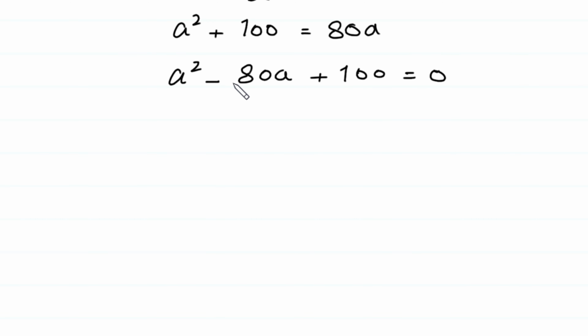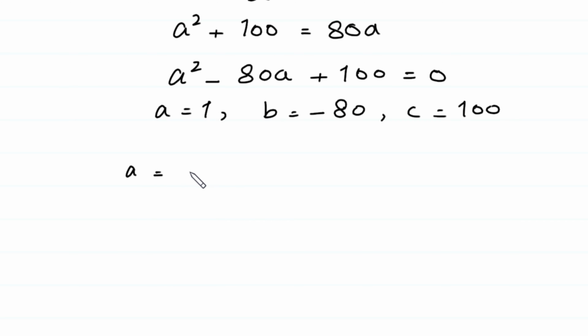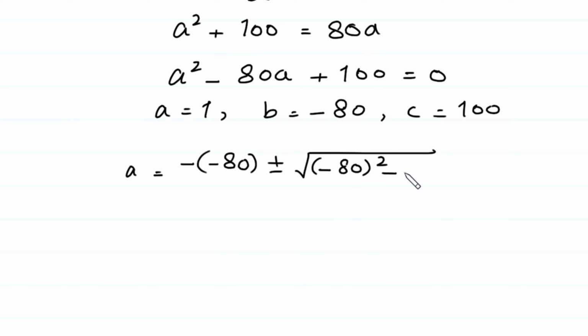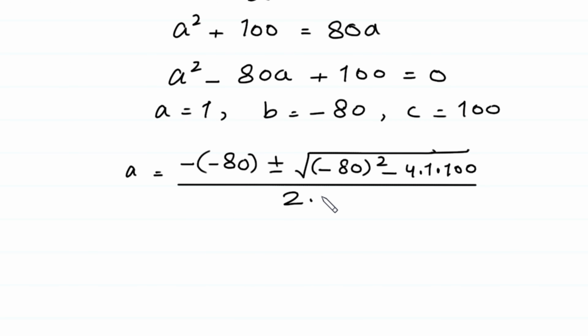Now this is a quadratic equation and we can solve it by quadratic formula. In this equation, a is equal to 1 and b is equal to negative 80 and c is equal to 100, and according to quadratic formula, a is equal to minus value of b, minus negative 80, plus minus square root of negative 80 square minus 4 times value of a 1 times value of c 100, divided by 2 times value of a 1.